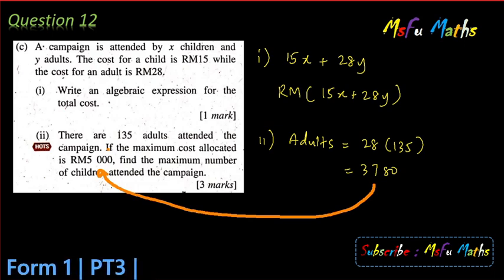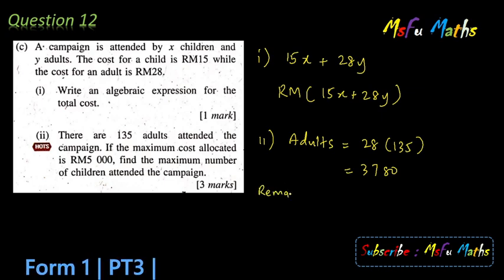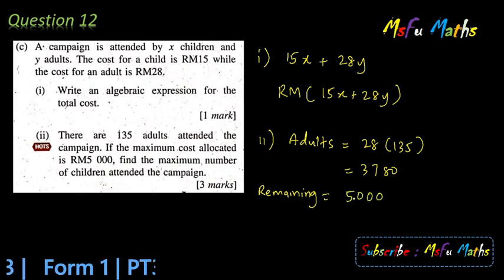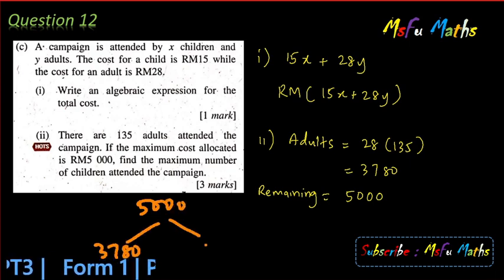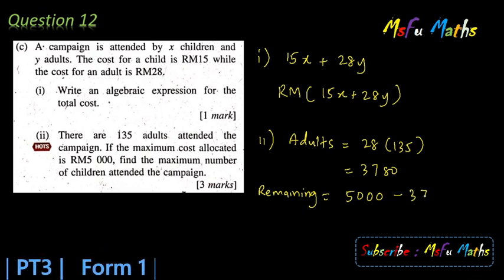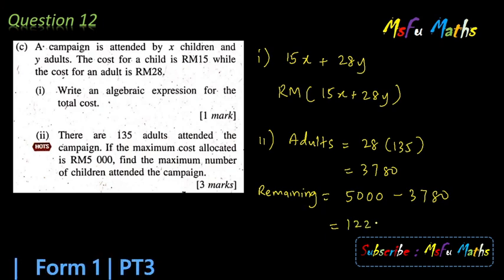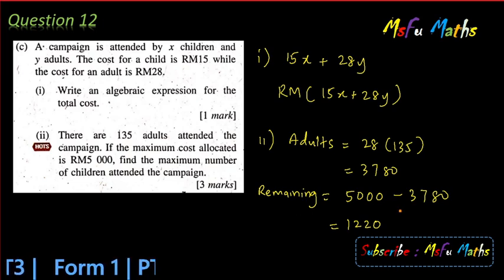So how much more remains for the children? So the remaining, I will write here, we minus, right? Okay, 5,000. So you have 5,000, right? So if 3,780 for adults, definitely the remaining is for the kids. All right, so we get the remaining, 3,780. So you minus, so what do you get? 5,000 minus 3,780. You should get 1,220. Okay, let's see. If one child is 15 ringgit, how many children can attend the campaign here?